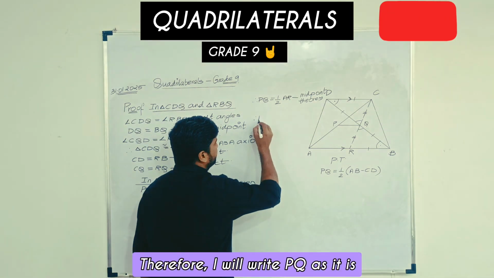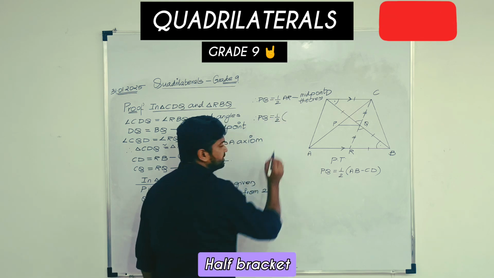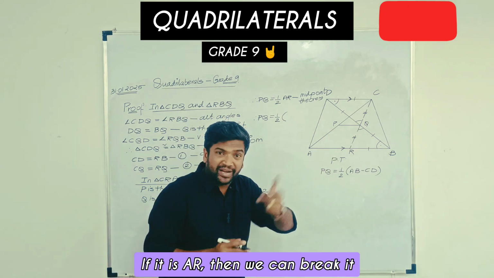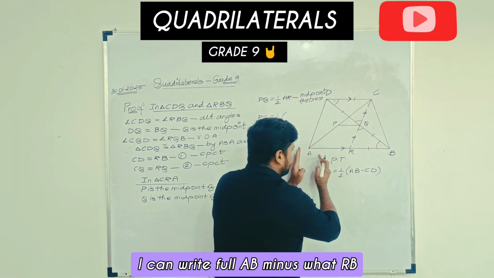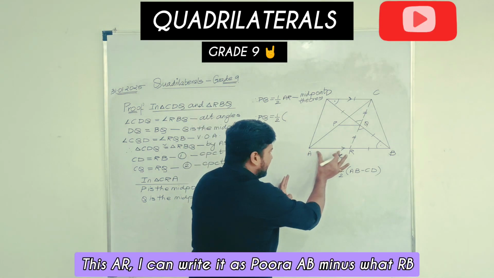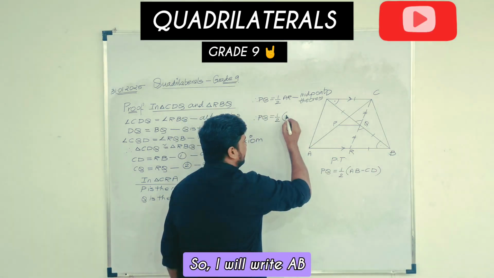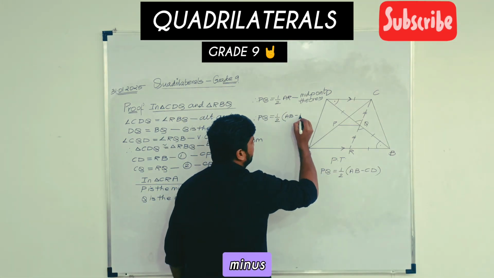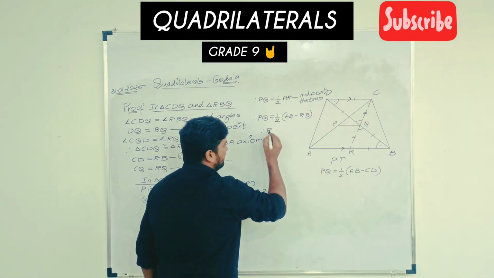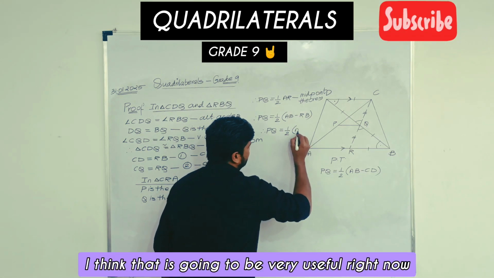Okay, now what? Look here, therefore I'll write PQ as it is, half bracket. Now children, it is so easy to understand this. AR, right? So AR we can break it how? I can write it as the whole AB minus what? RB. Yeah, it's clear. This AR I can write as the whole AB minus RB. So I'll write AB minus RB. Fine children.